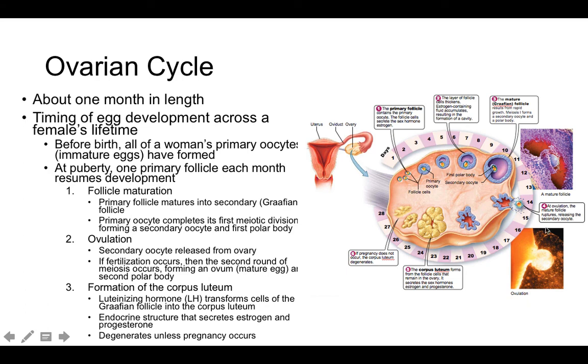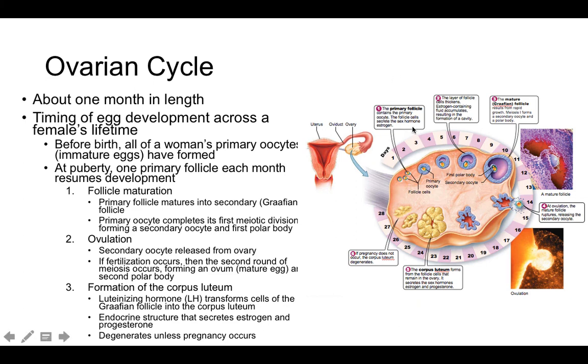So the ovarian cycle, follow with me here. With spermatogenesis, we have 3 basic levels. Here we have a number of them. The ovarian cycle is about 1 month in length. Before birth, all of the female's primary oocytes have formed. Then at puberty, 1 follicle a month develops. In follicle maturation, it will develop into a secondary follicle, which then completes its first meiotic division, forming the secondary oocyte and first polar body.